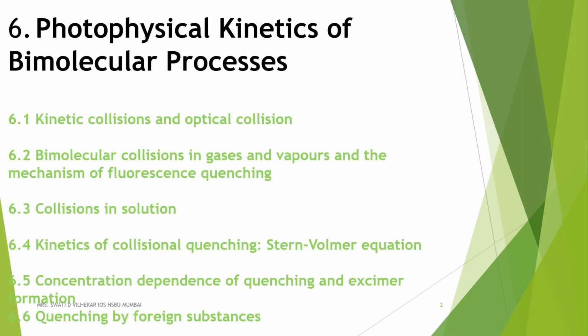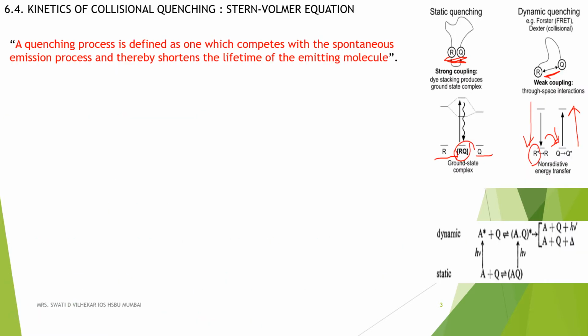Unit photochemistry, and the fourth part of that is kinetics of collisional quenching, that is the Stern-Volmer equation. Basically, we have seen the collisions in solution, and based on that, the next part is the Stern-Volmer equation. So firstly, what is quenching?